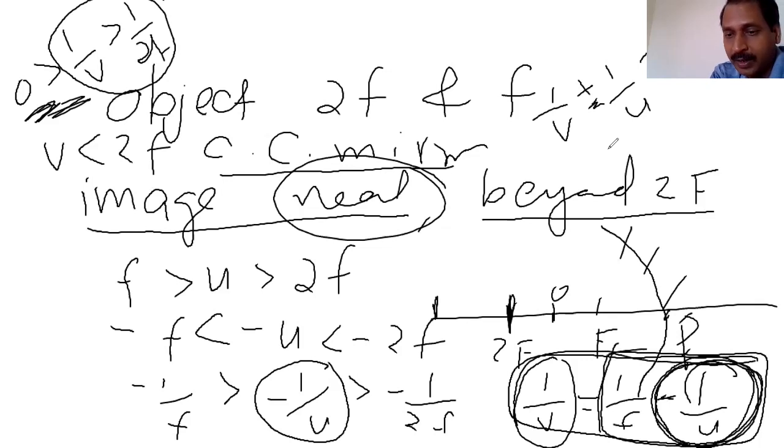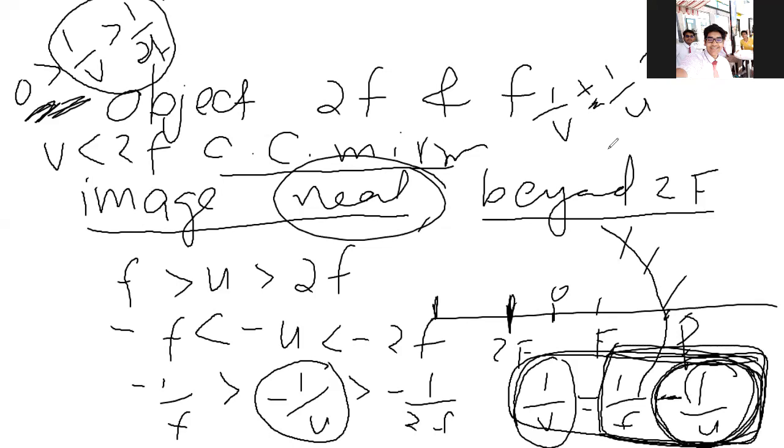I'm keeping this as the destination to substitute 1 by f minus 1 by u as 1 by f. Your voice is breaking. Even it can be done without the negative also, so you get the other way, opposite.